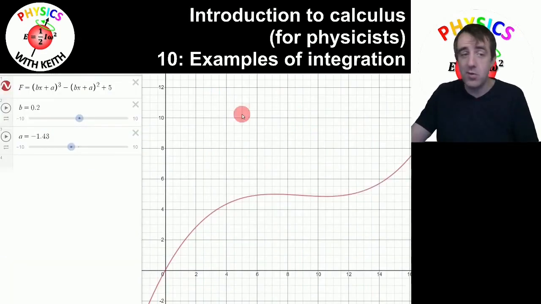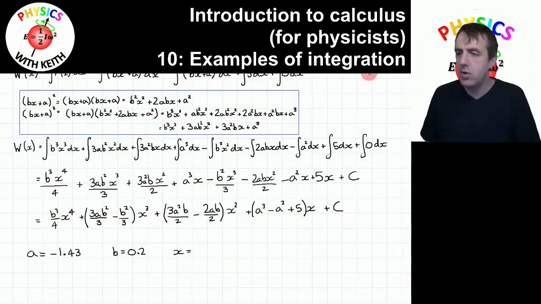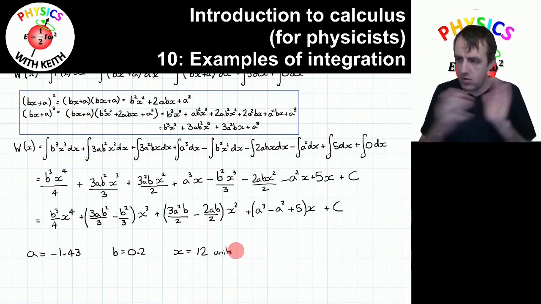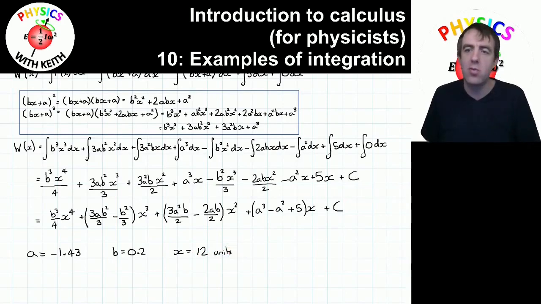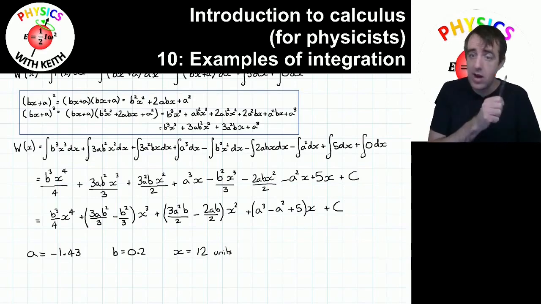Do you remember what those numbers were? Well, we had b was 0.2 and a was minus 1.43. And we were working out the work done in extending this to 12 units, whatever units those are on the x-axis. And that will tell us how much work has been done in whatever the energy unit is, which would be the unit of the y-axis multiplied by the unit of the x-axis.